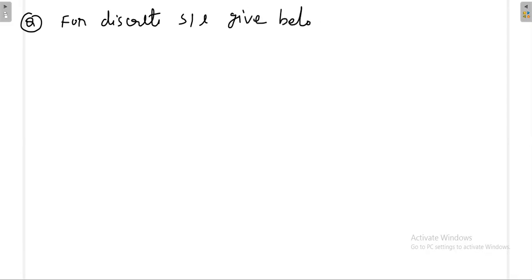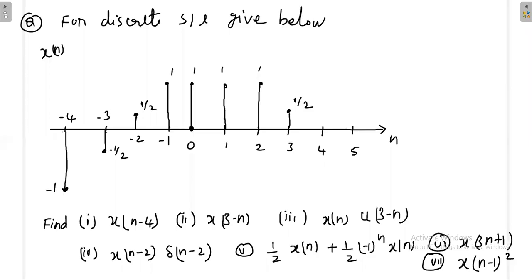For the discrete signal shown below, this is the given signal x of n. For this signal, we have to calculate x of n minus 4. That is simply time shifting. Then x of 3 minus n, which has time shifting as well as time reversal.